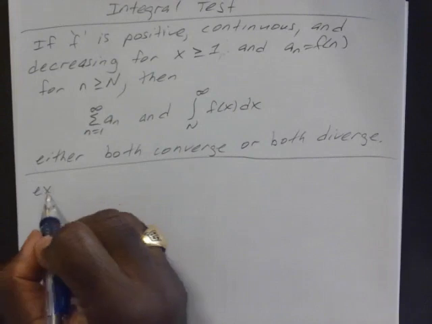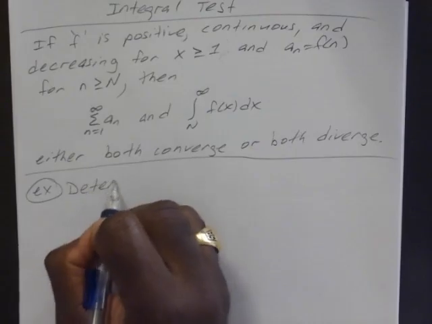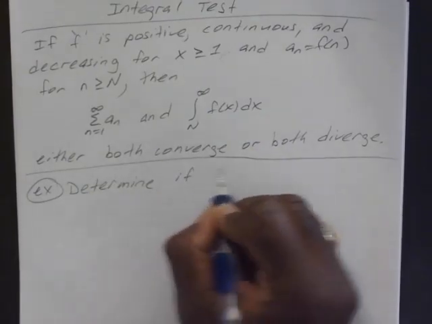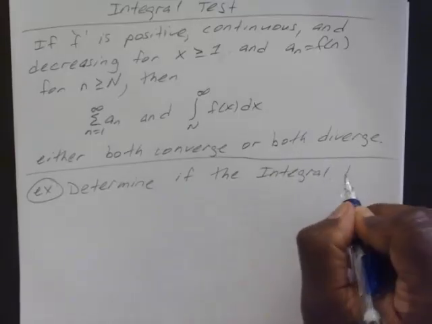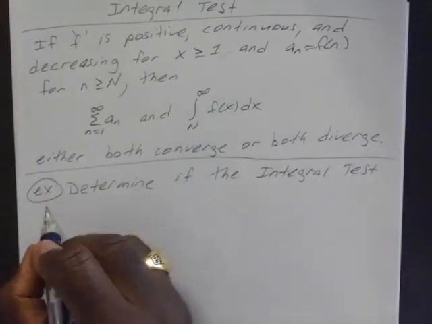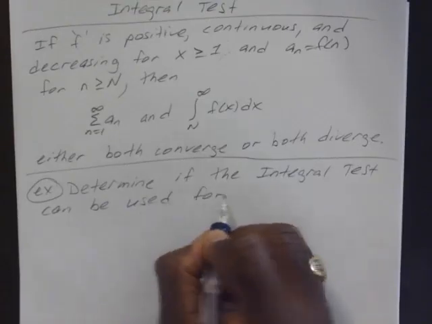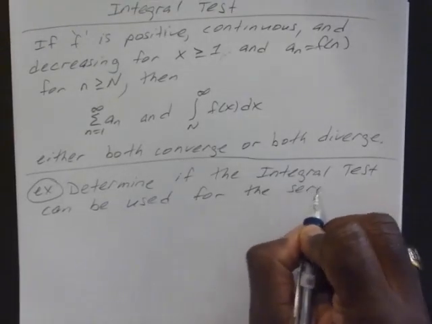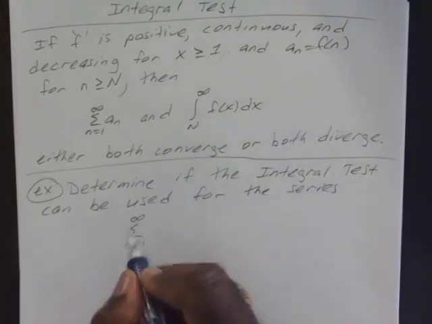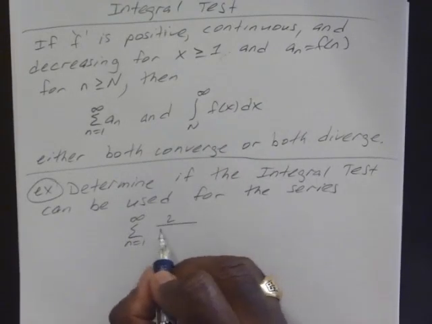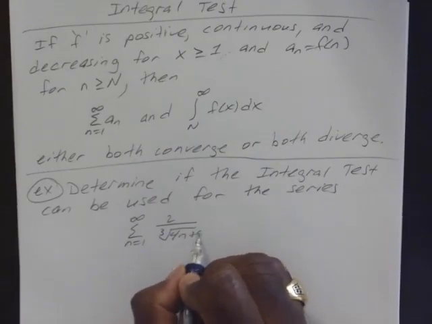Okay, so let's say, for example, we just want to determine if the integral test can be used for the series. So let's say you have the sum from n equals 1 to infinity of 2 divided by the cube root of 4n plus 5.